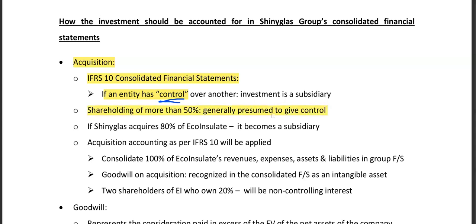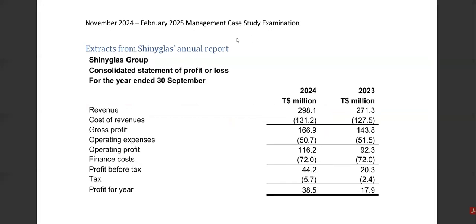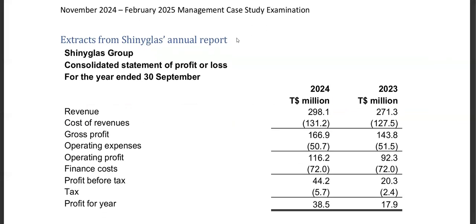So if Shinyglas acquires an 80% stake in Eco-Insulate, the entity will become a subsidiary of the Shinyglas group. And when an entity is added as a subsidiary, remember, you will be required to prepare consolidated financial statements, which is what we are already performing.